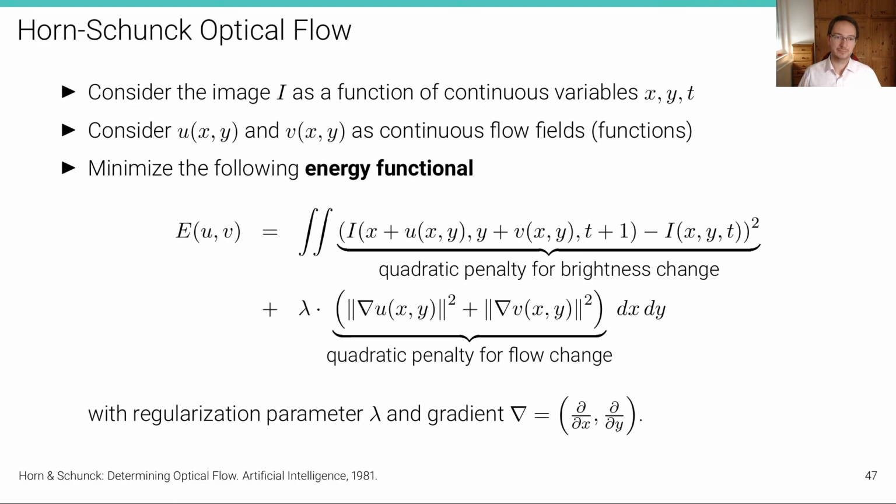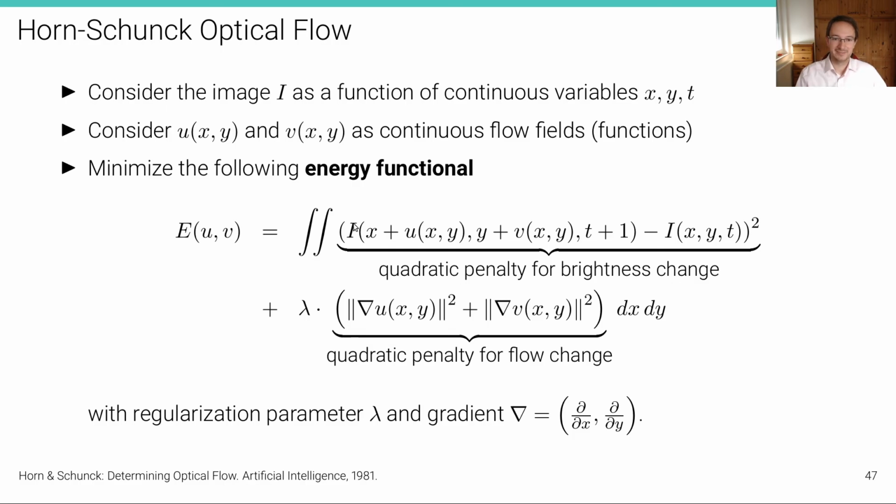functions, and that's why we are minimizing an energy functional, right? It's an expression, an energy that depends not on vectors that we want to optimize over, but on functions. So we have a function of a function. It's called an energy functional. And the energy functional is as follows in the original formulation of Horn and Schunck. We have this first term here, which is a quadratic penalty for brightness change.